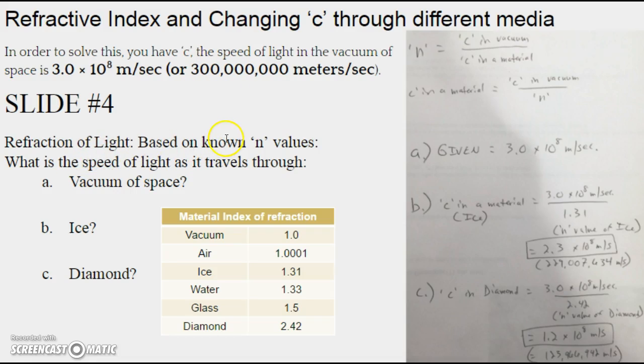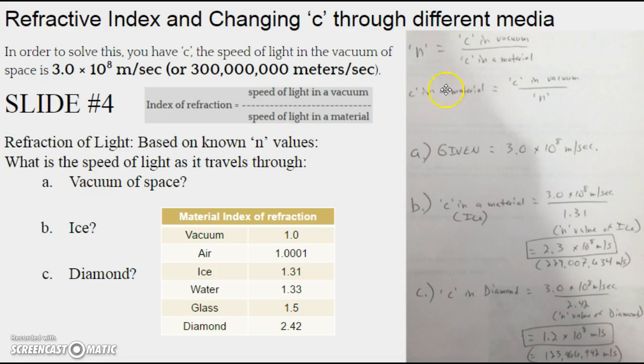So based on the known n values, what is the speed of light as it travels through the vacuum of space? Well, that was given. That's 3 times 10 to the 8th meters per second. So now I'm going to start solving, and I'm going to use this equation that I'm going to need to know here. Index of refraction equals the speed of light in a vacuum, which is c, divided by the speed of light in a material. So we're isolating and solving for speed of light in a material.